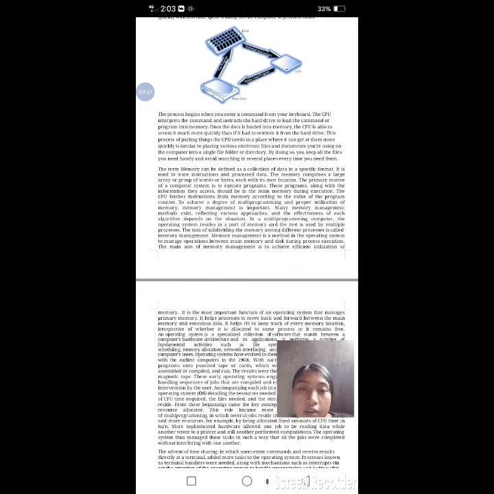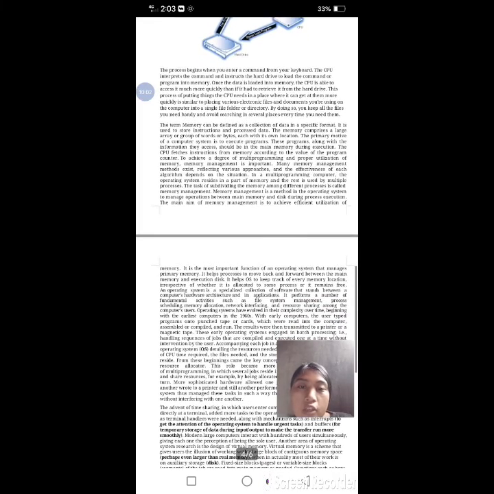The term memory can be defined as a collection of data in a specific format. It is used to store instructions and process data. The memory comprises a large array or group of words or bytes, each with its own location.